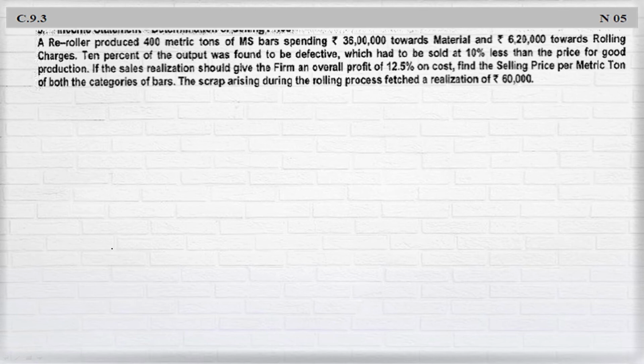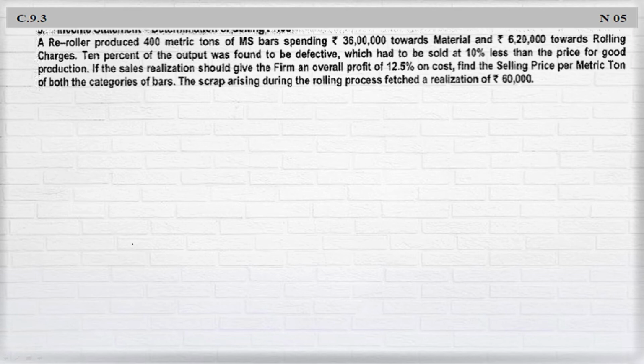A re-roller produces 400 metric tons of MS bars, spending rupees 36 lakhs towards material and 6,20,000 towards the rolling charges. 10% of the output was found to be defective, which had to be sold at 10% less than the price for the goods production. If the sales realization should give the firm an overall profit of 12.5% on cost, find the selling price per metric ton of both the categories of bars.